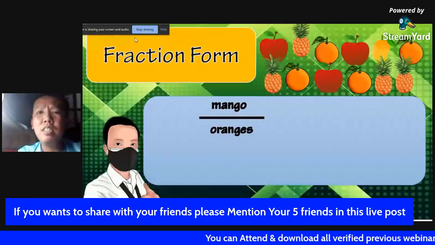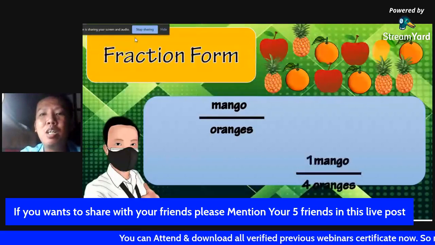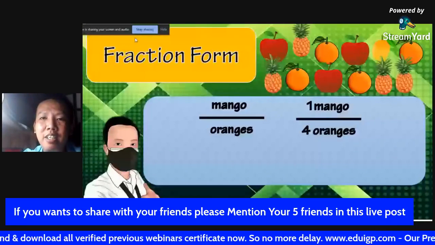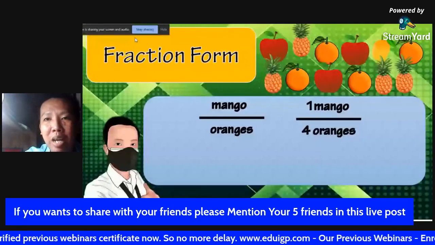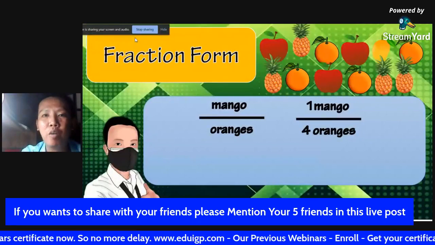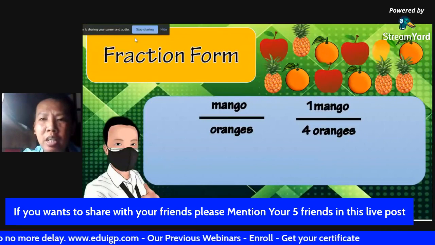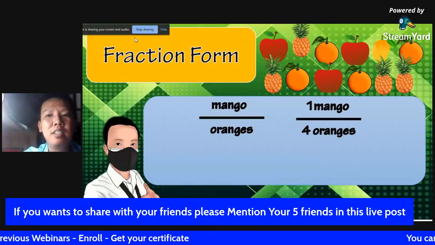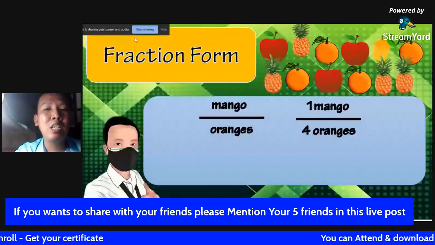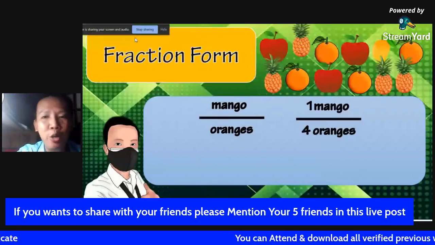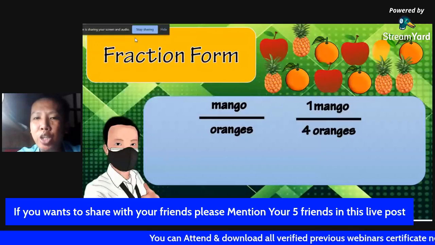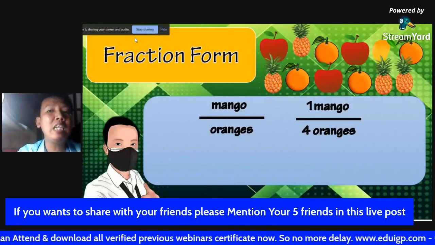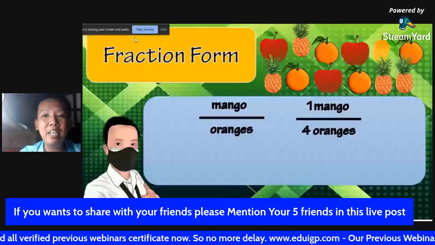Okay, if your answer is 1 mango over 4 oranges, then you are right. So we only have 1 mango and we have 4 oranges on our screen. Now, which among the given quantity represents our antecedent? If your answer is 1 mango, then you are correct. Which among the given quantity represent our consequent? If your answer is 4 oranges, then correct.